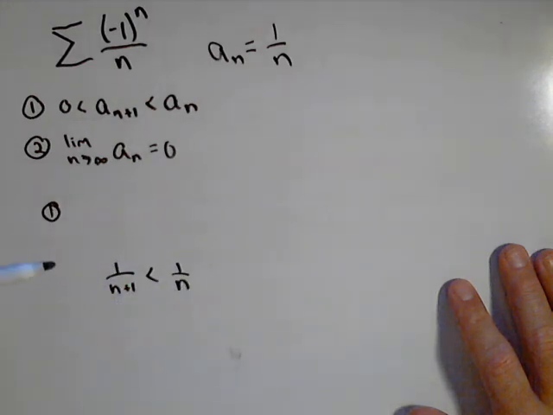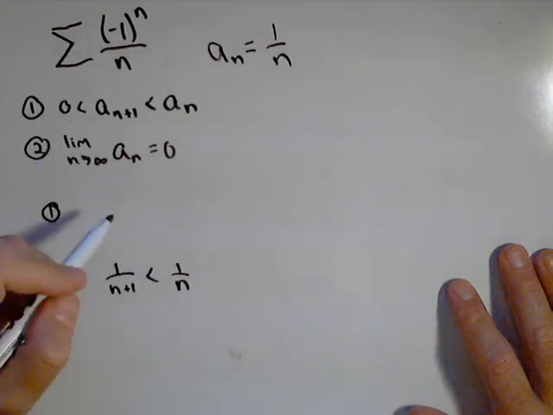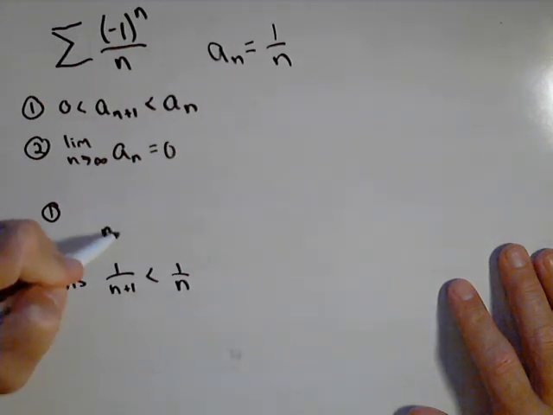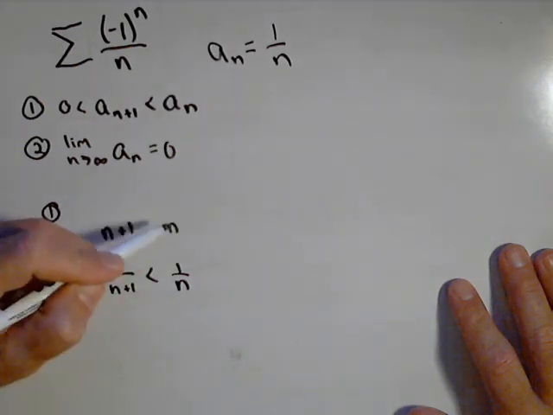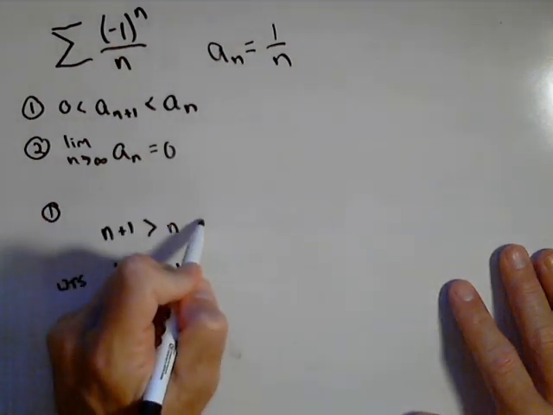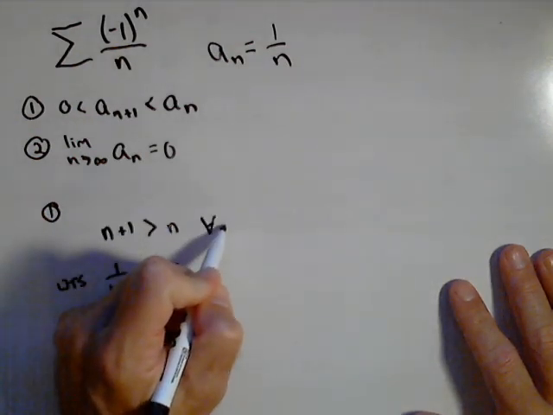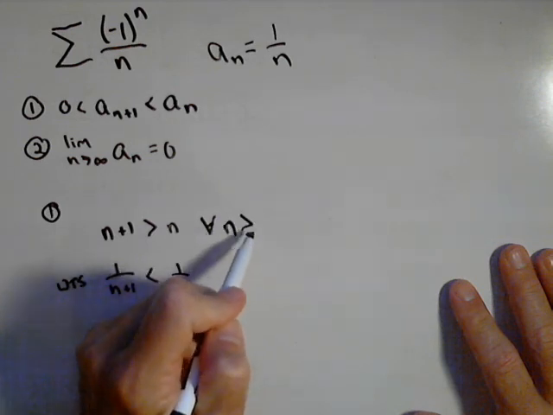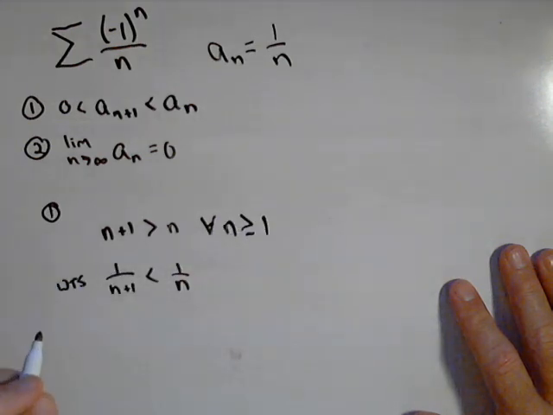We do this similar to how we would do the comparison test. All our terms will be positive, so I'm not going to worry too much about 0. If I work backwards, that means n plus 1 versus n. Flip that: n plus 1 is greater than n, and that's true for all n greater than or equal to 1. So 1 is checked out. It is decreasing.